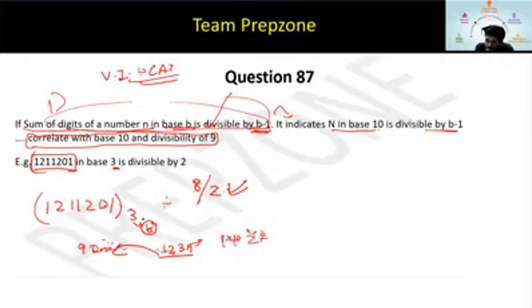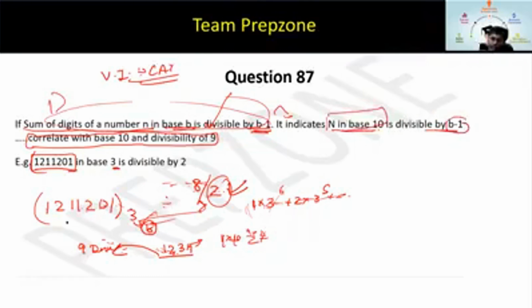So if this is base 3, how will I write this number in base 3? If I want to convert it, I will write this as 1 into 3 to the power 0, 1, 2, 3, 4, 5, 6: 3 to the power 6 plus 2 into 3 to the power 5 and so on. Now, if I want to check the divisibility by 2, then what will happen? This all will become 1. This will come out to be the sum of digits. So the same thing is happening. If sum of digits is divisible by b minus 1, then it indicates that in base 10, this number is divisible by b minus 1. So if I convert this number to base 10, then this number will be divisible by b minus 1.